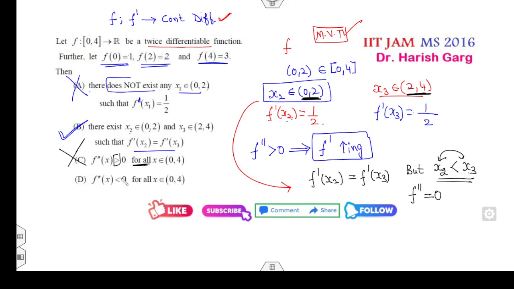But he said strictly greater than 0 for all x. That is wrong. Similarly, strictly less than 0 for all x. That option is again cancelled. B is the right answer of the problem.